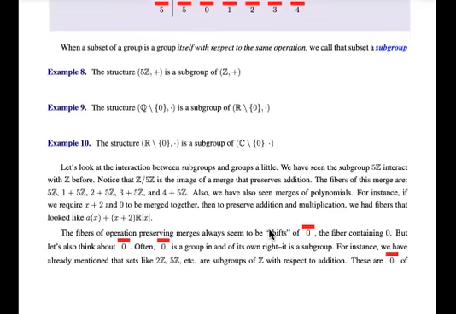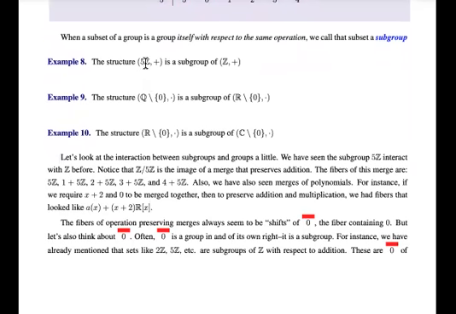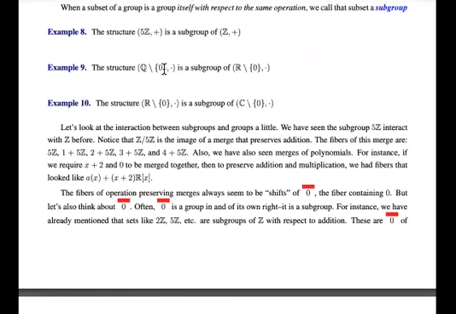Now, if we look at multiples of 5 in the integers, that's an example of a subgroup. If you add two multiples of 5, you get another multiple of 5. If, say, you take 10, its additive inverse is negative 10, which is, again, a multiple of 5. 0 is a multiple of 5. Associativity is borrowed from Z. It is a subgroup.